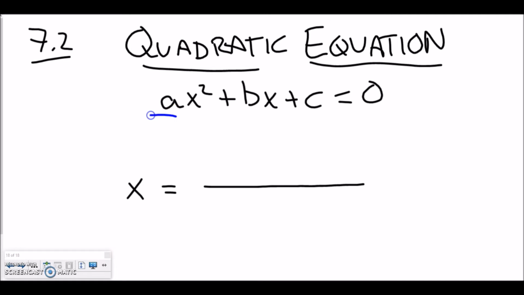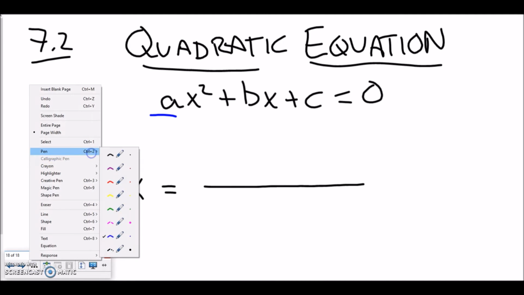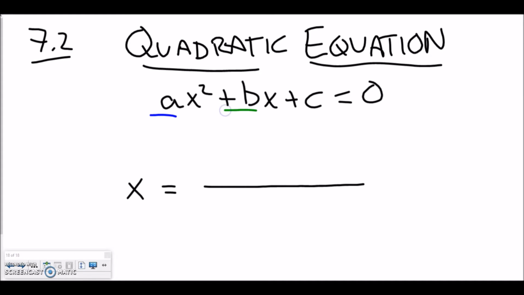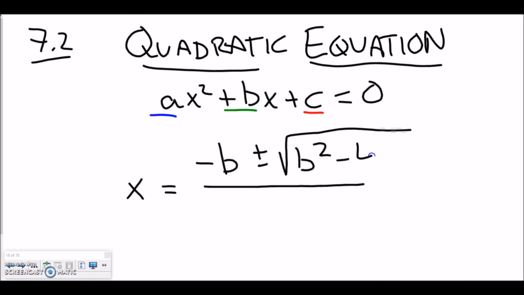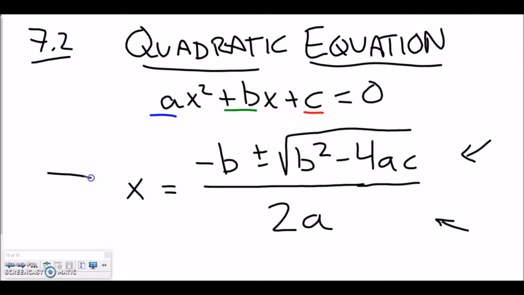Again, we have a, b, and c, which are numbers. And the quadratic equation says that if you do negative b plus minus the square root of b squared minus 4ac all over 2a, that you can solve for x. Now that's a lot, but that's something you're going to have to know. So say it over and over again in your head. This will need to be memorized.